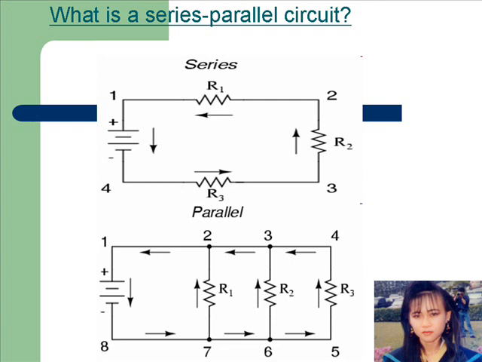Parallel circuits: all components share the same equal voltage. Branch currents add to equal total current. Resistances diminish to equal total resistance.